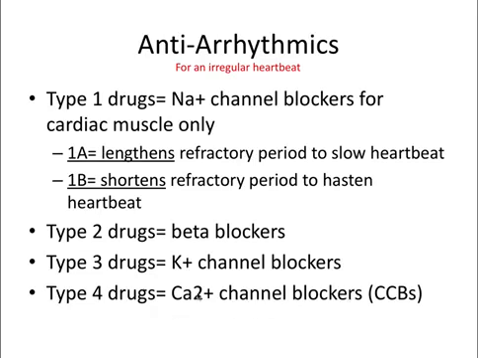Now, there are a couple of memory tools you can use here. I remember that beta is the second letter in the Greek alphabet, so it's for type 2. The letter K has 3 lines, so I remember that for type 3. And Ca2+ is 4 letters, numbers, and symbols, so I remember that as being for type 4. But you can remember whatever memory tricks work for you.